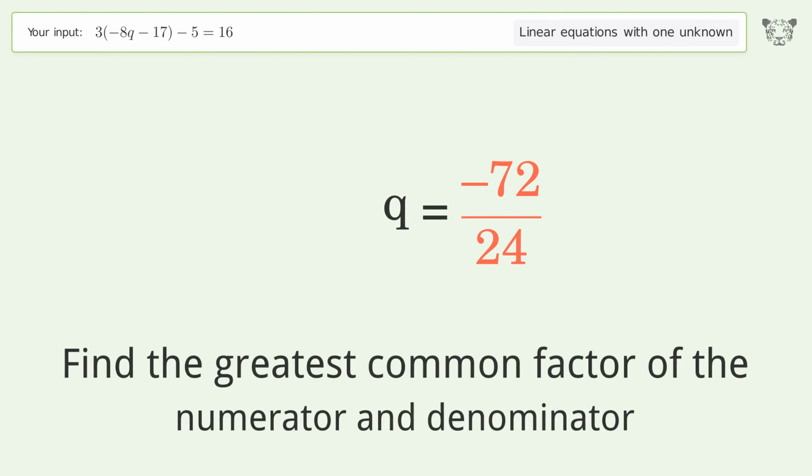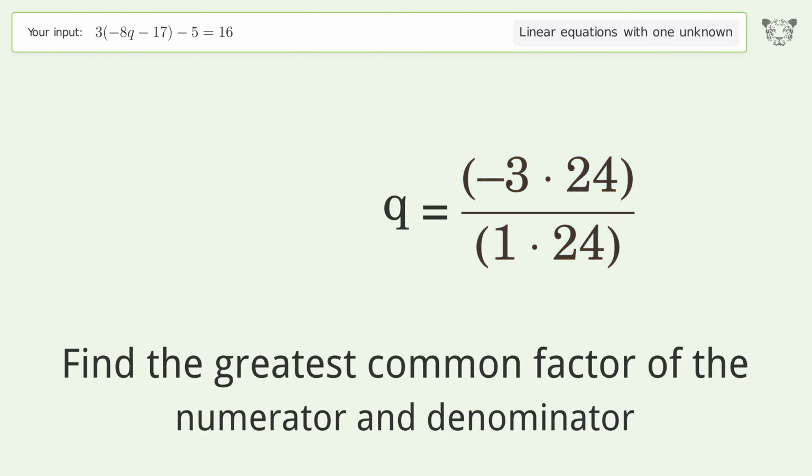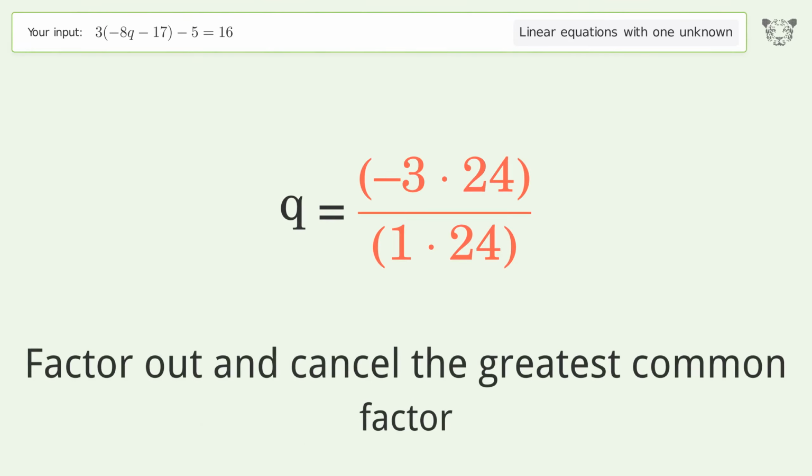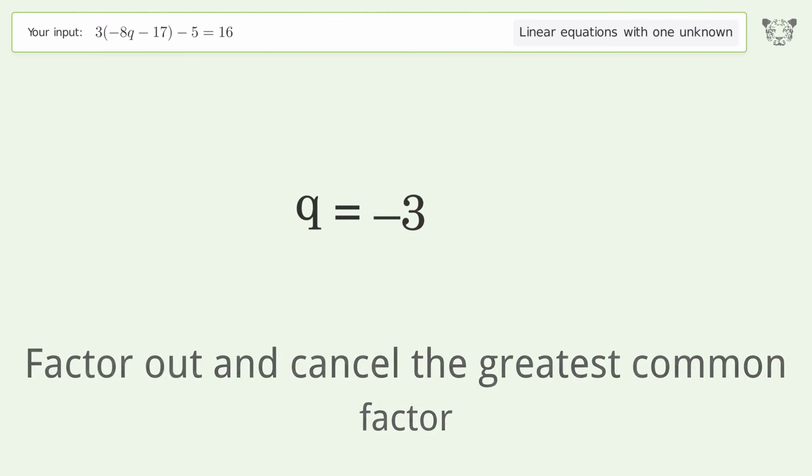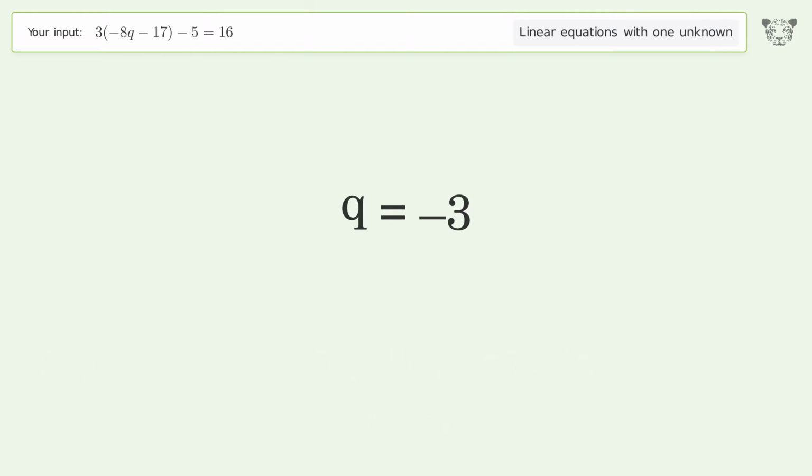Find the greatest common factor of the numerator and denominator. Factor out and cancel the greatest common factor. And so the final result is q equals -3.